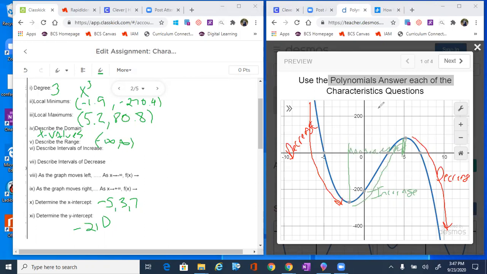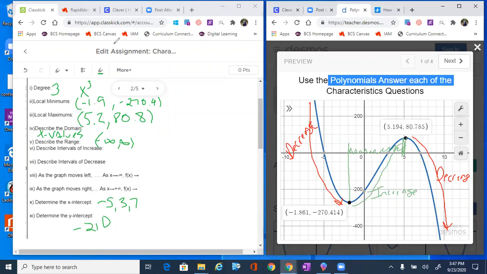And that x value we can find right here from the local minimum and the local maximum. So it's increasing from negative 1.9. Okay, so roughly negative 1.9 all the way until it gets to 5.2. Then we have to, and remember we're using interval notation, then we do decreases.